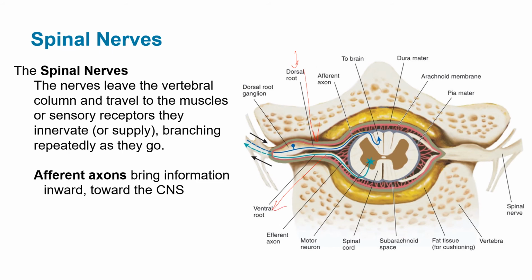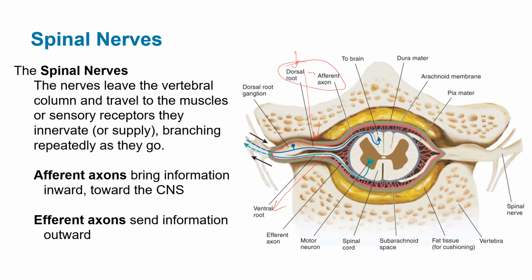And again, the afferent neurons bring information in. The efferent neurons send information out. And I just explained that the dorsal is afferent. So you see that there's this dorsal and afferent. The ventral is efferent.